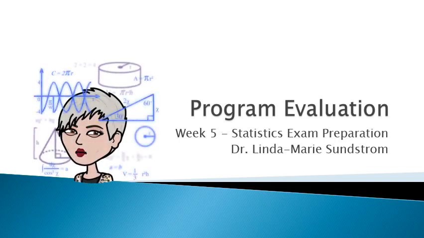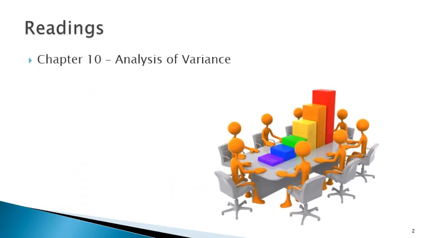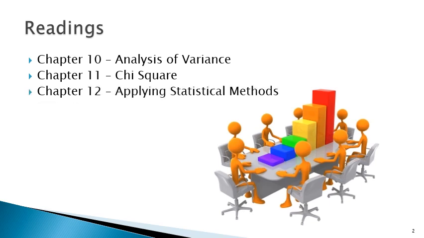This week we're going to be preparing for the statistics exam. So we have a couple of final chapters to read in the stats book. Chapter 10 is going to cover analysis of variance. We're going to talk a little about that today, usually called an ANOVA. We're going to talk about chi-square, which is covered in chapter 11. And then chapter 12 is going to talk about applying these statistical methods.